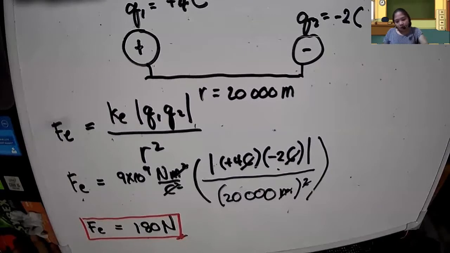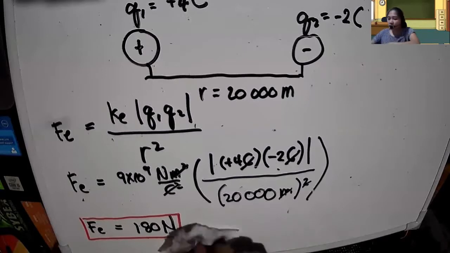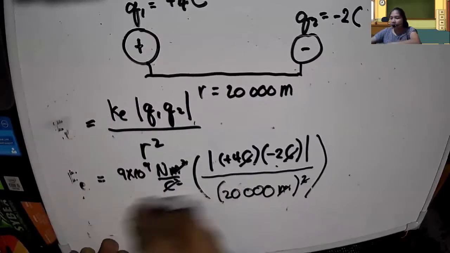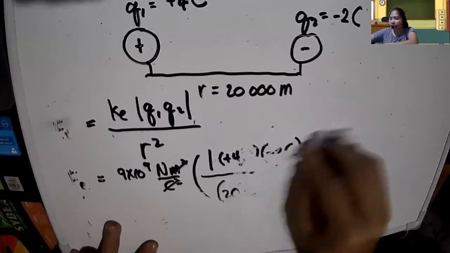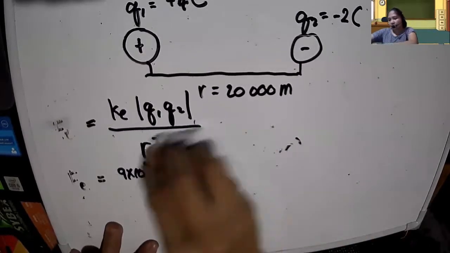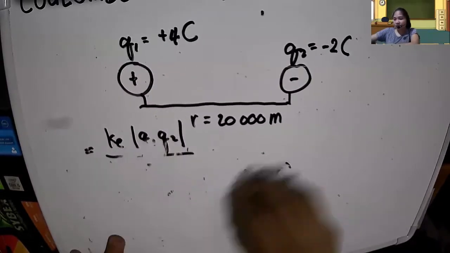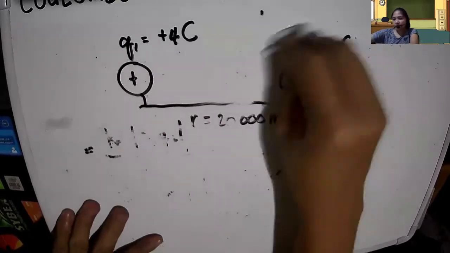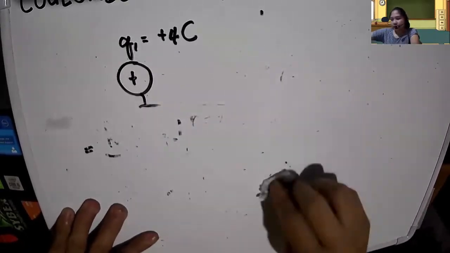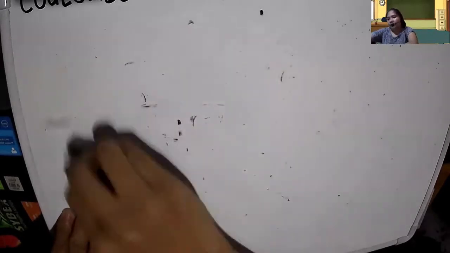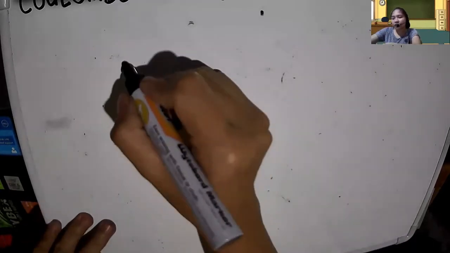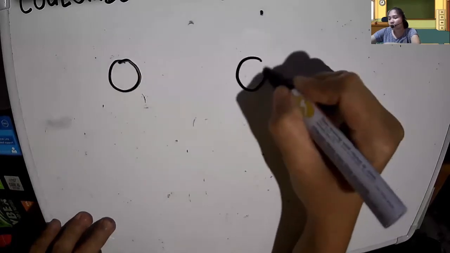What if we are given a problem that asks us to solve for the charge, not the electrostatic force? So let's try. You are given a problem wherein you are going to solve for the charge, but not the force. Let us say two equally charged spheres. So there are two equally charged spheres.